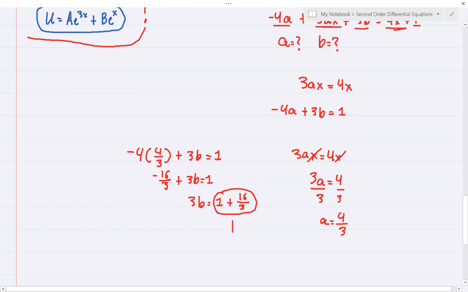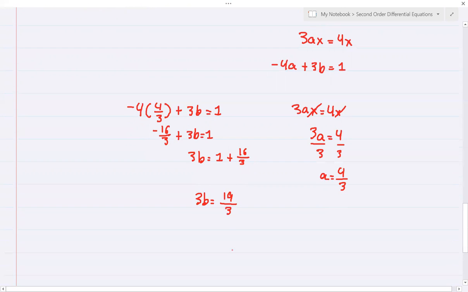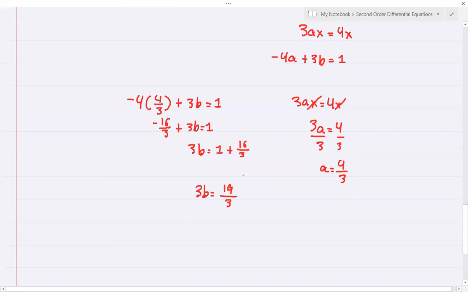So this one, we can make this expression into a whole fraction. If you're going to use the butterfly technique, a technique used in transforming a mixed fraction into a proper or improper fraction, you're going to have 3b is equal to 19 over 3. So how did I get 19 over 3?